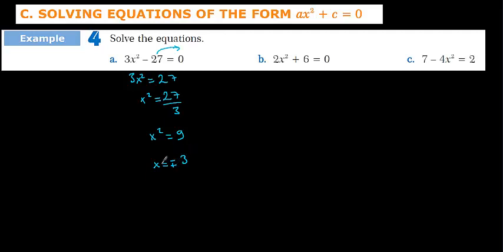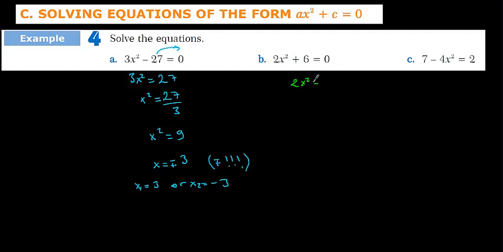I told you before, if we have x squared is equal to 9, we have to think for both positive and negative answers. This is very important. This plus and minus sign is very important. You shouldn't forget in the exam. So it's going to be like this: x1 is equal to 3, or x2 is equal to minus 3.